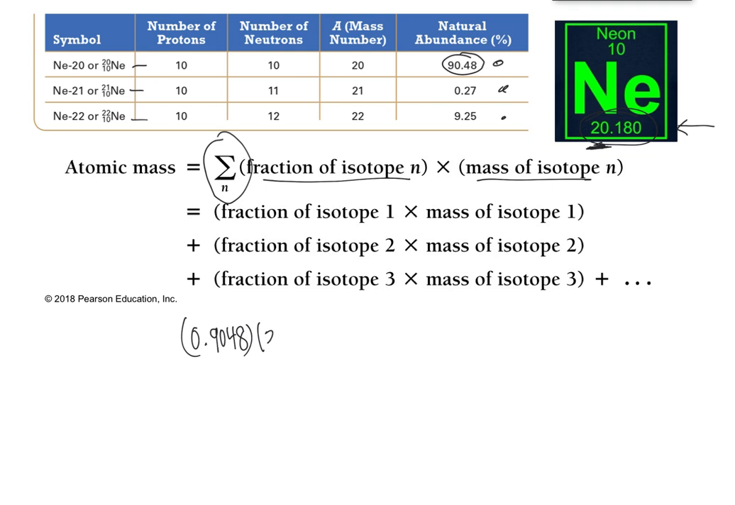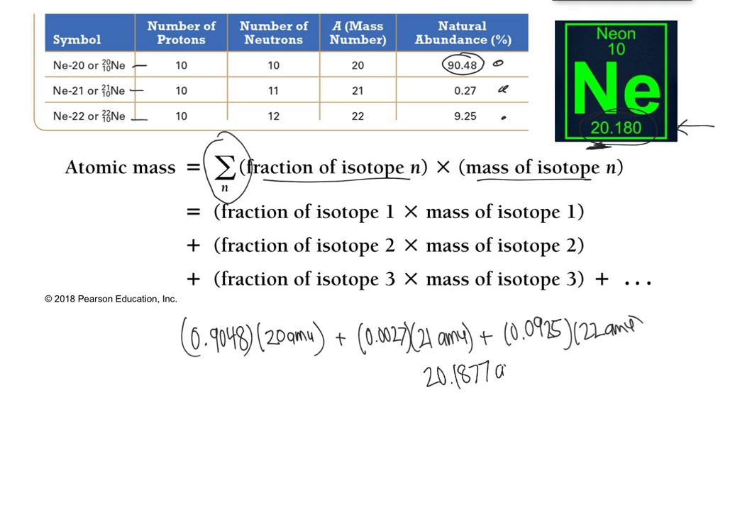But for the sake of this, I'll just do the mass number, so 20 AMUs. Then I'm going to add that to the next abundance. So 0.27 divided by 100, I'm going to have 0.0027 times 21 AMUs, plus 0.0925 for that third isotope times 22 AMUs. And so if we multiply that all together and add it, we get 20.1877 AMUs, and that's pretty close to what is seen on the periodic table.